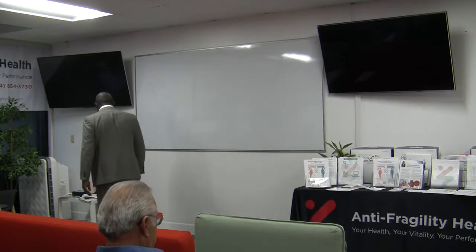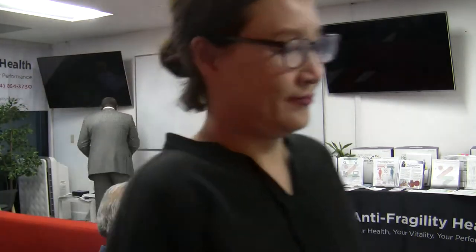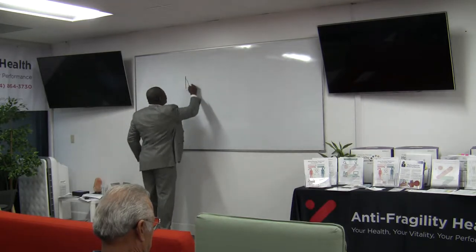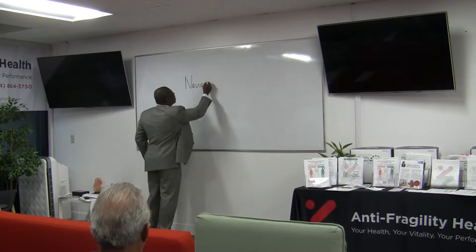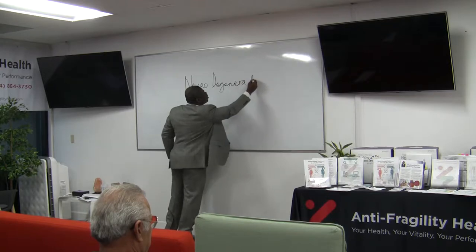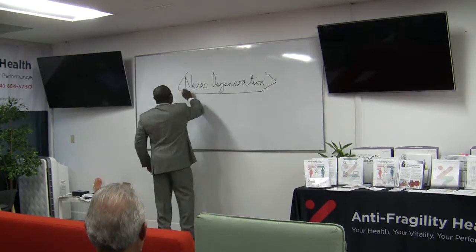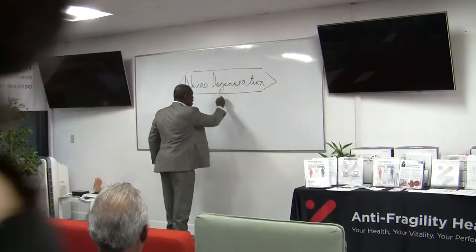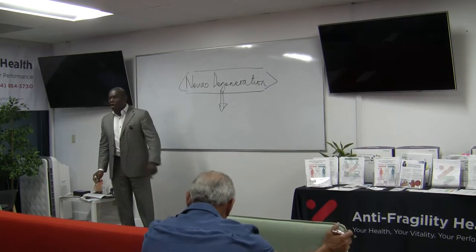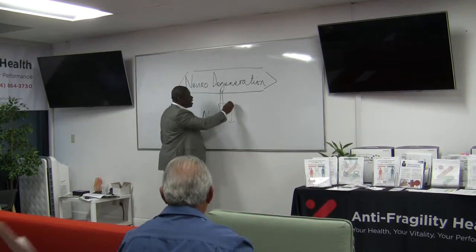So neurodegeneration. Tell us, Simon, what is neurodegeneration? It's the degradation of neurons. Neurodegeneration. And what causes neurodegeneration? Not just one thing. There's one big one. Amyloid plaque. No. It's neuroinflammation.